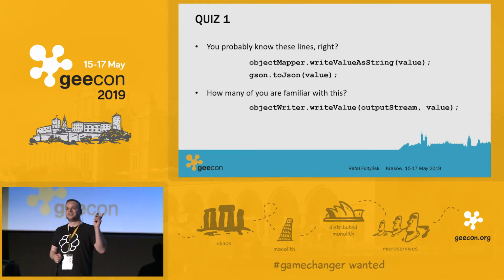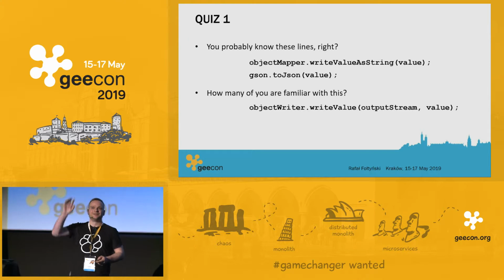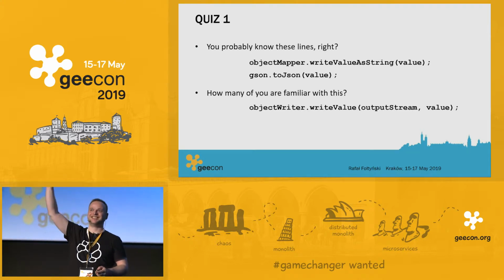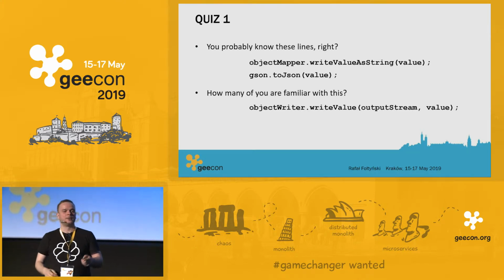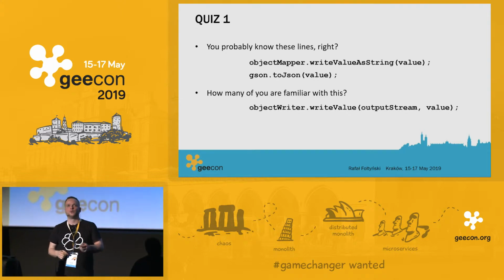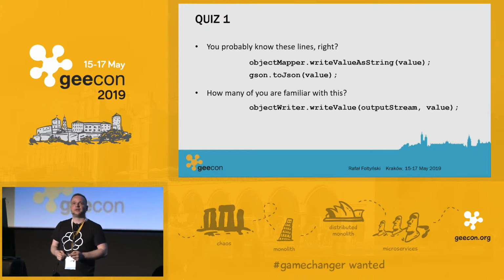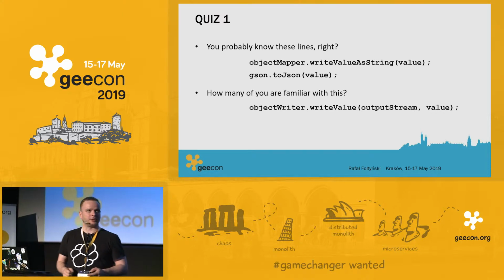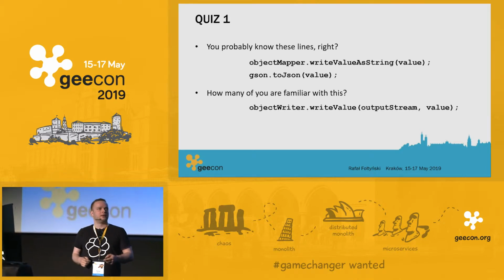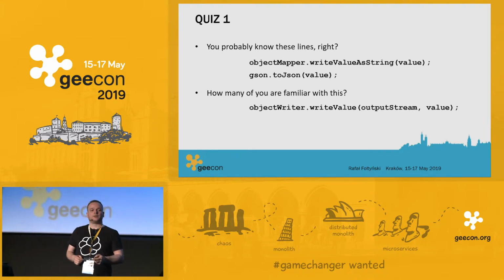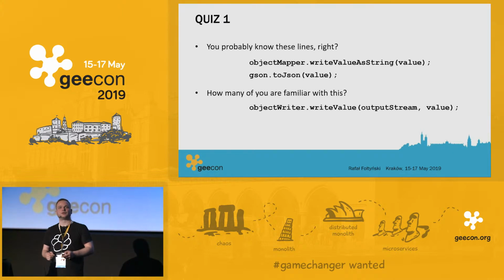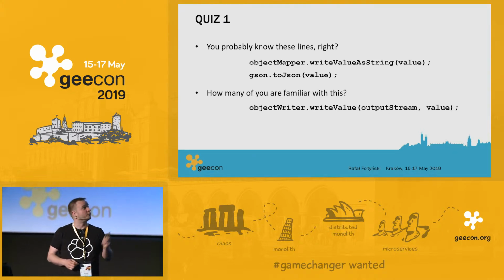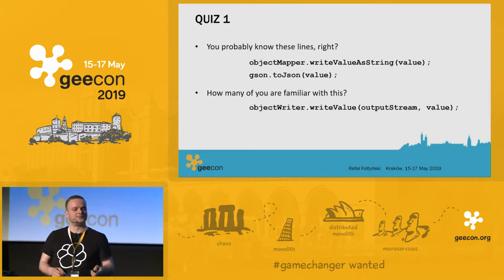So, question to you. You probably know these two lines above, right? Anyone? Yeah. So there's a problem with these lines. We use them a lot in production, but they allocate a lot. They allocate a string, and they allocate a lot of garbage underneath. If you are familiar with the line above, that's great. If you're not, keep it in mind because it will be useful in the next slides.